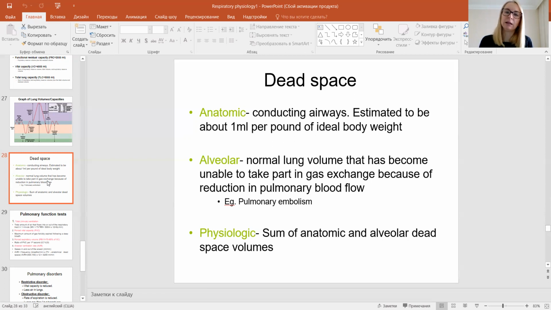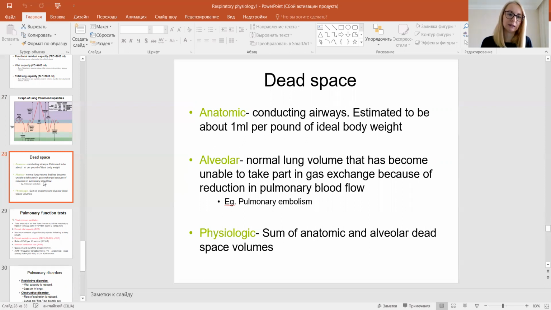Second is alveolar dead space, which is normal lung volume that has become unable to take part in gas exchange because of reduction in pulmonary blood volume. And the third one is physiologic dead space. It is a combination of anatomic and alveolar dead spaces.